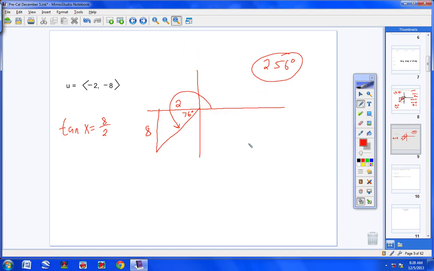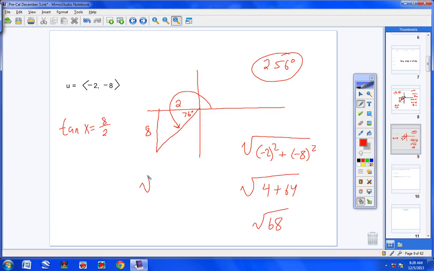Now the magnitude, of course, you know how to do that. We square the -2. We square the -8. We add them together and take the square root. So it would be 4 plus 64, which is the square root of 68. And the square root of 68 is the same thing as the square root of 4 times 17. 4 times 17 is 68. Take out the 4, and the square root of 4 is 2, so put a 2 on the outside, and you're left with square root of 17. So there's the magnitude, okay?